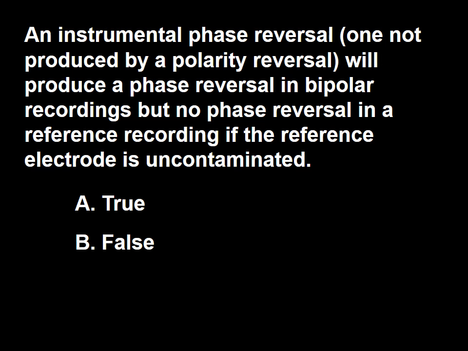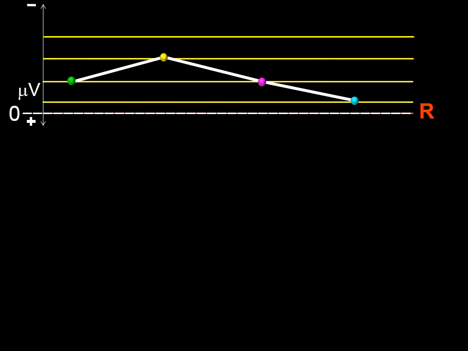Next question. An instrumental phase reversal, one not produced by a polarity reversal, will produce a phase reversal in a bipolar recording, but no phase reversal in a reference recording if the reference is uncontaminated. A true, B false. This voltage graph depicts a negative field with maximum at the yellow electrode. The reference again is the neutral point, thus at the minimum of the field.